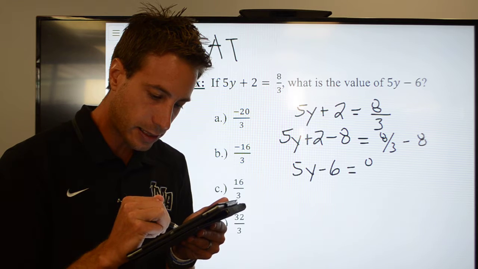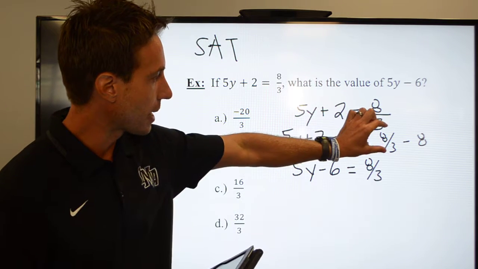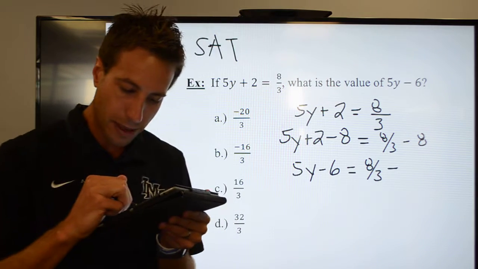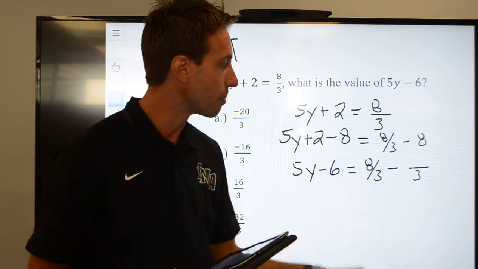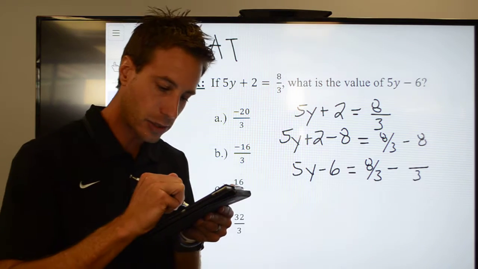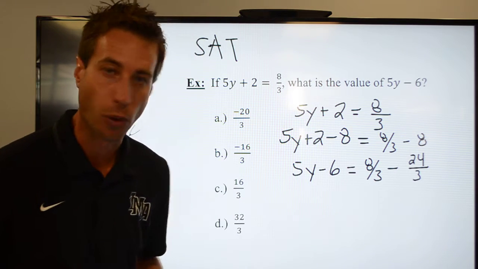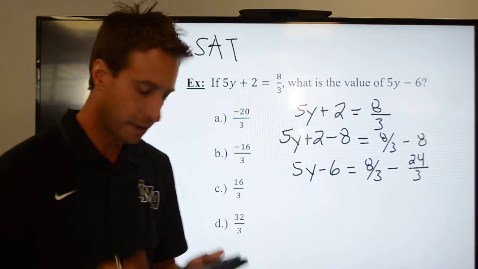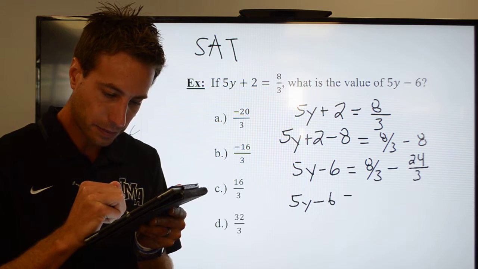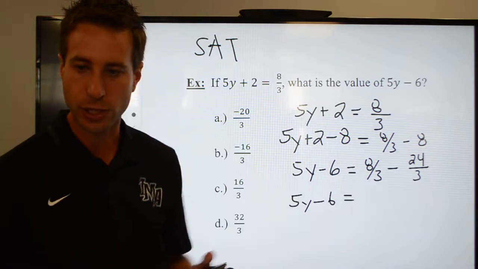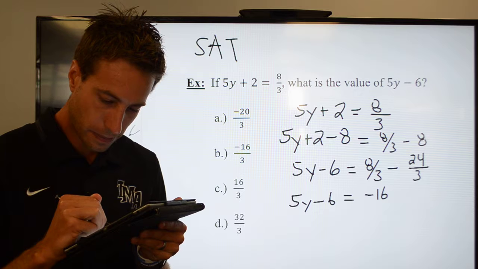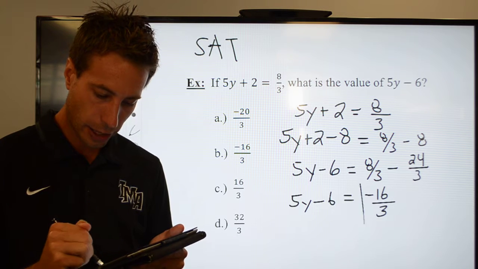So I have my 8/3, but now I'm going to subtract. Well, I need a 3 in the bottom, so I'll go ahead and put my 3 down there. But because I put a 3 in the bottom, I need to multiply the top by 3. Careful, there's already an 8 up there. 8 times 3, 24. This turns into 8/3 minus 24/3, no problem. 5y minus 6 is equal to 8 minus 24, negative 16. Keep my common denominator.